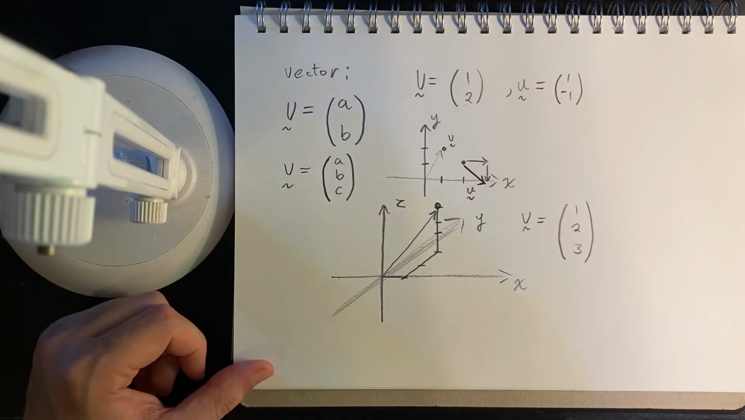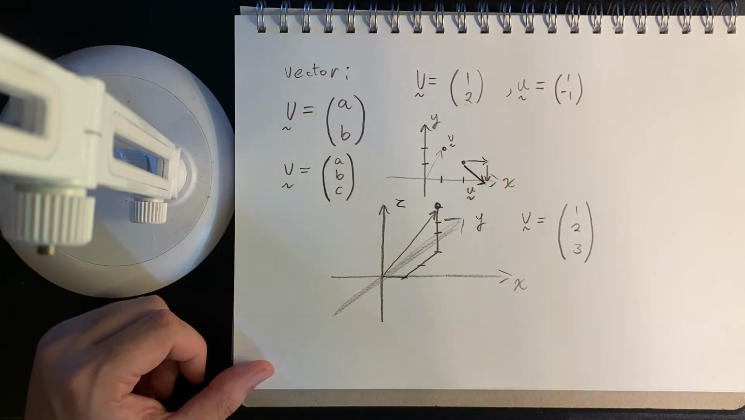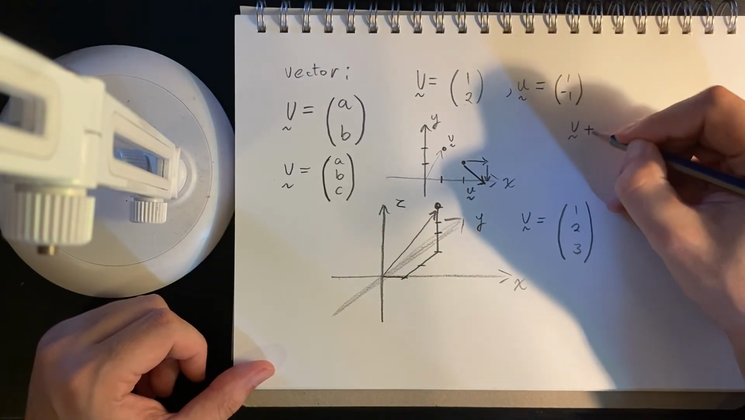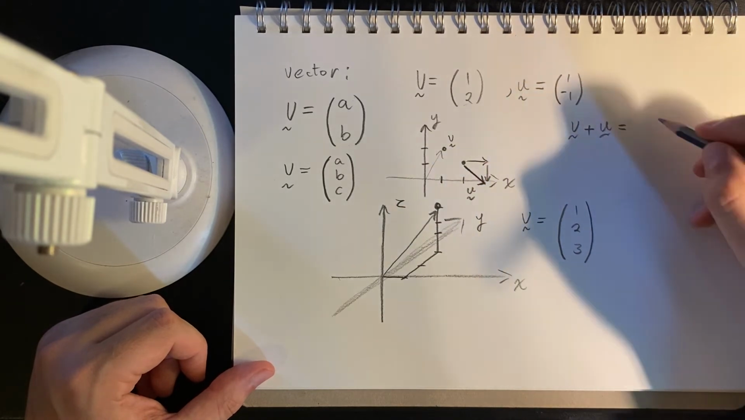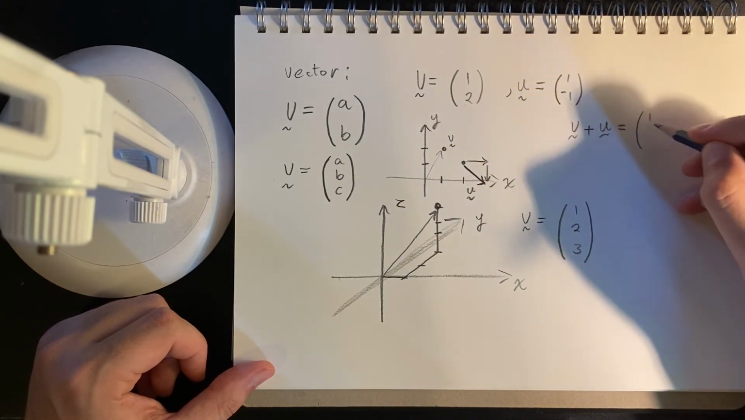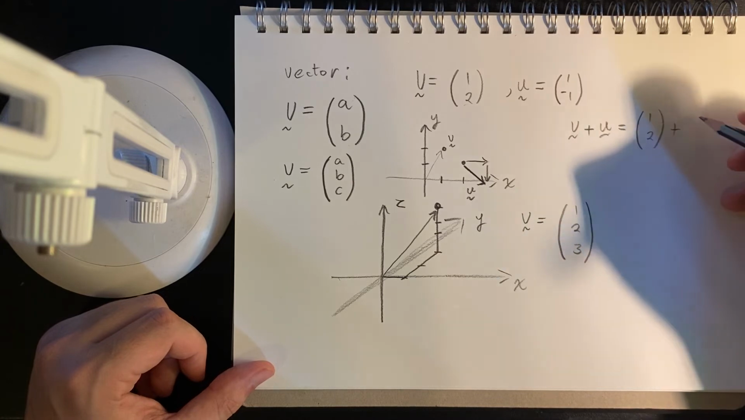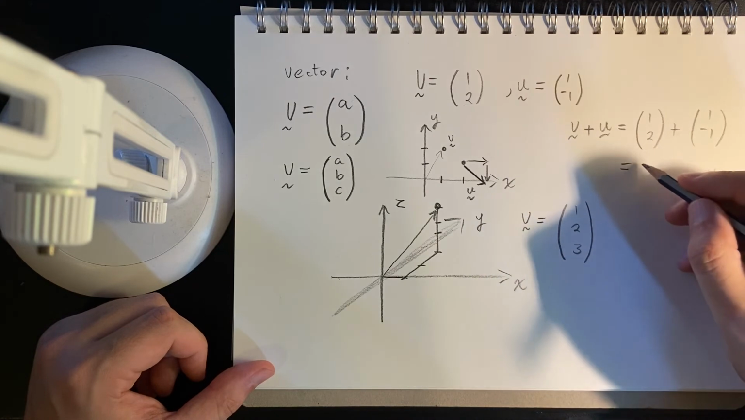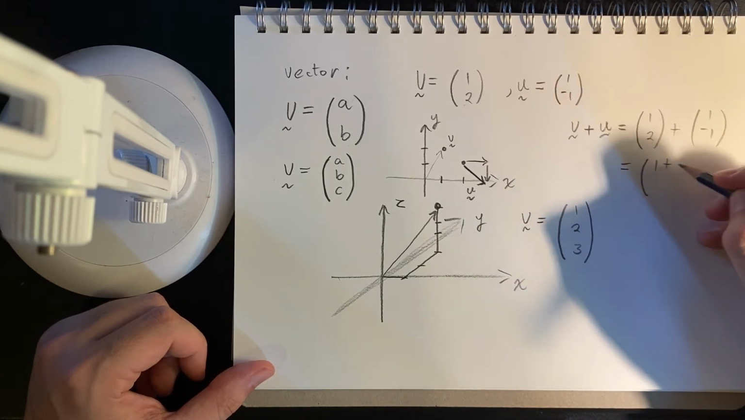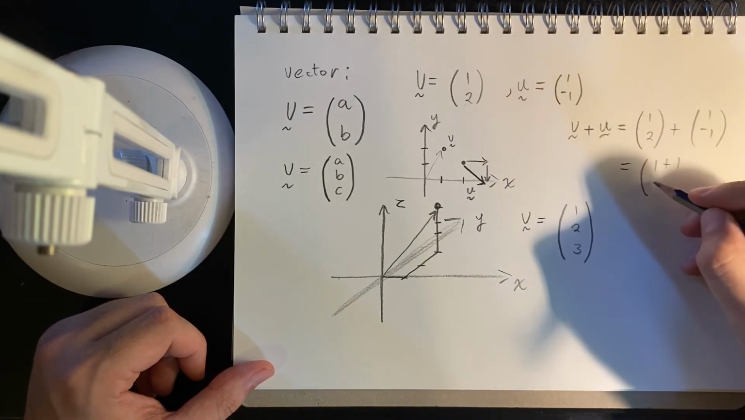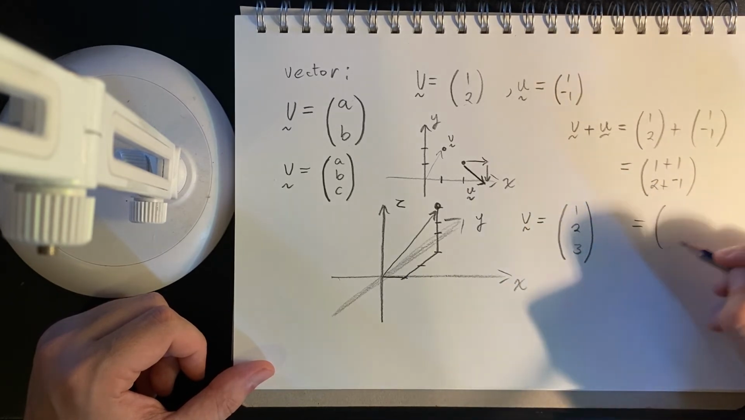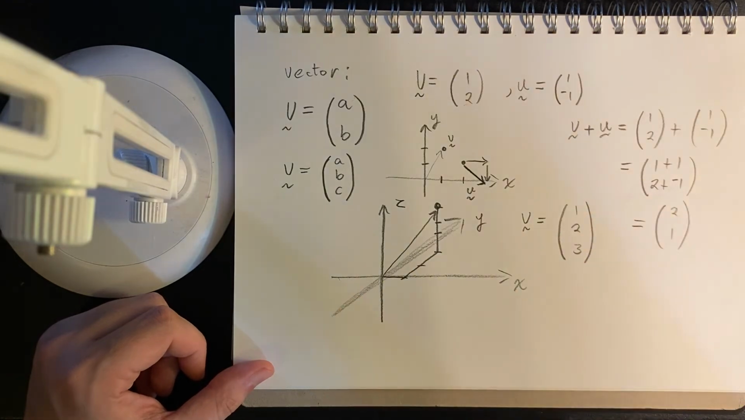Okay, so operations we can do with vectors. We can add them together. In the case of v plus u, that's 1 in the x, 2 in the y, plus 1 in the x, minus 1 in the y. That comes out to add the horizontal steps together, add the vertical steps together. That is 2, 1 as our resultant.